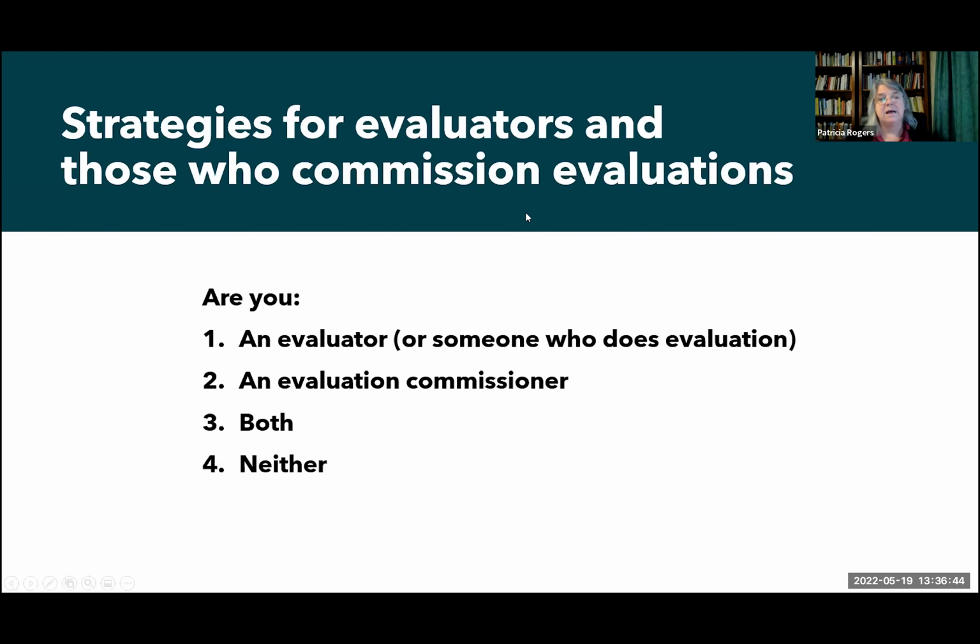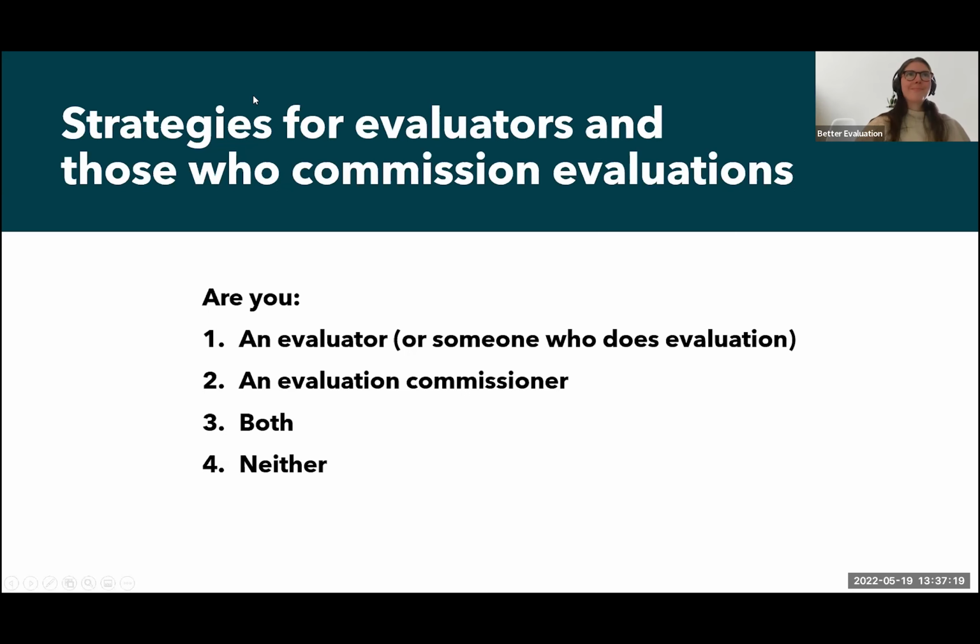We want to start with looking at strategies for evaluators and for people who commission evaluations. We know that we need all hands on deck to address environmental sustainability. So I encourage you to please pop into the poll, whether you're an evaluator or someone who does evaluation as part of your role, whether you're someone who commissions evaluations, you engage other people to do evaluation, both or neither. And I see you're already well away from me in terms of doing this.